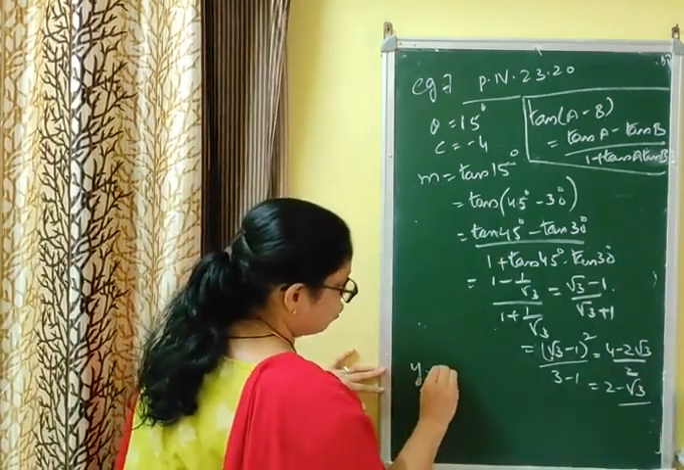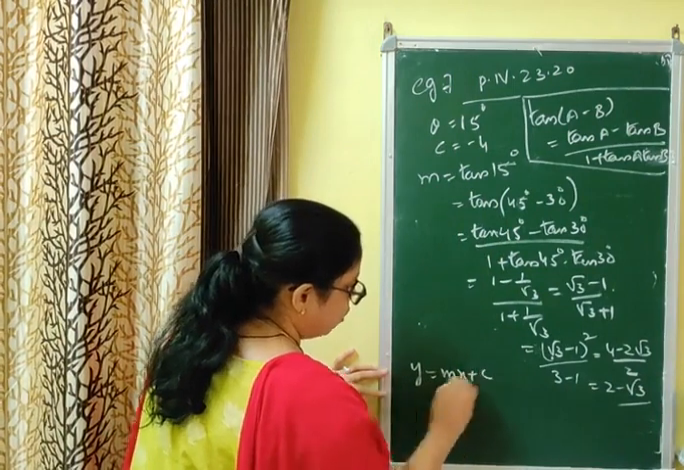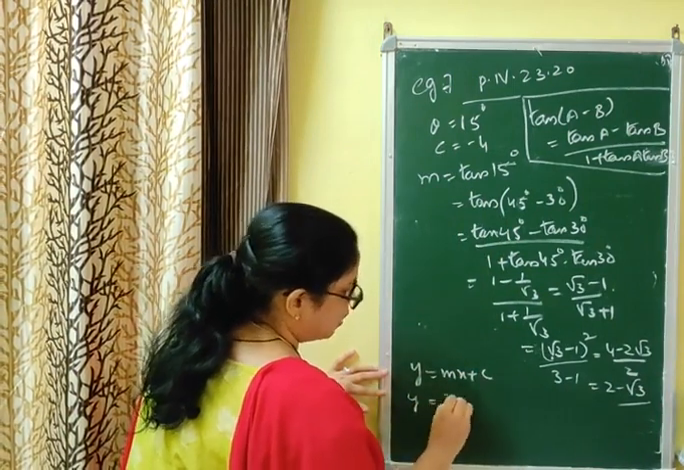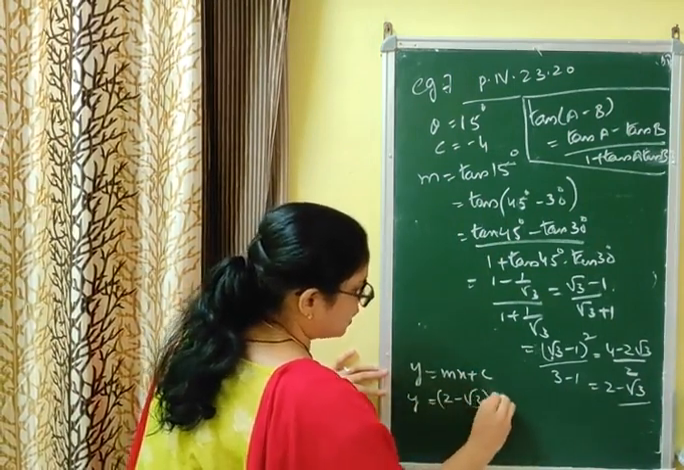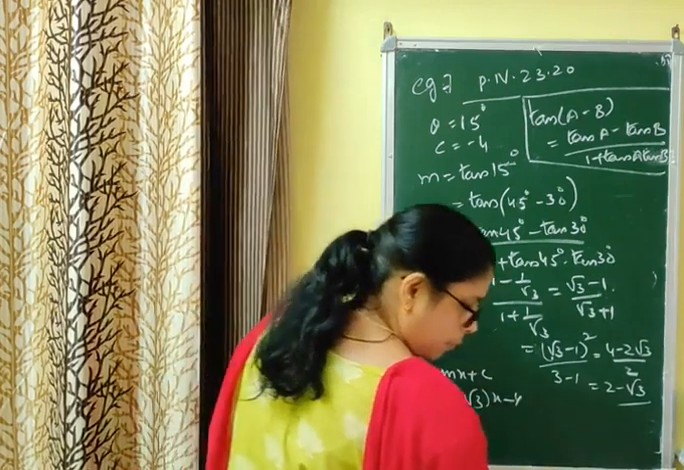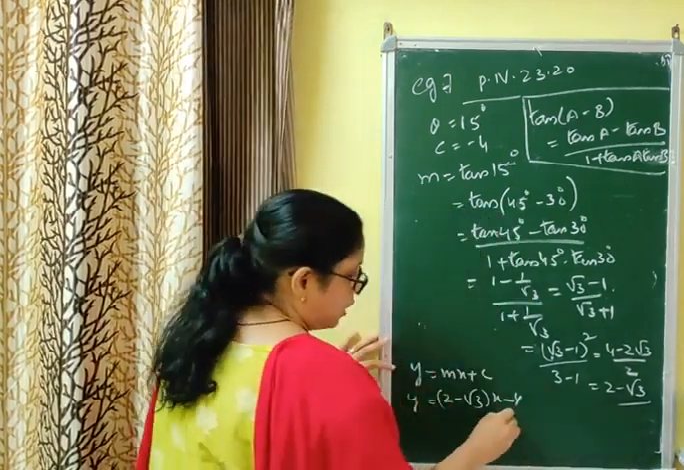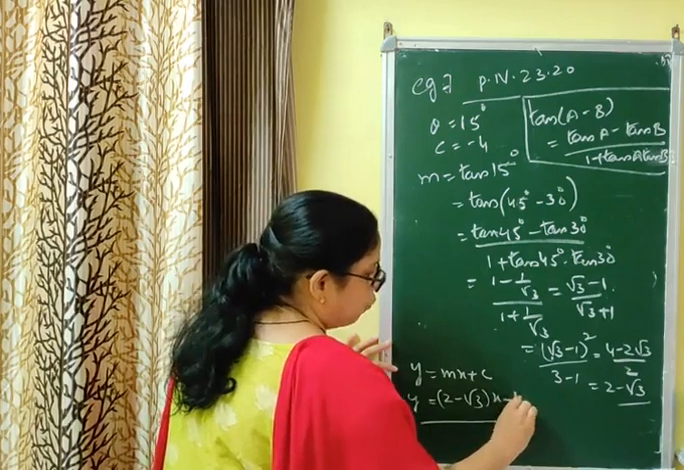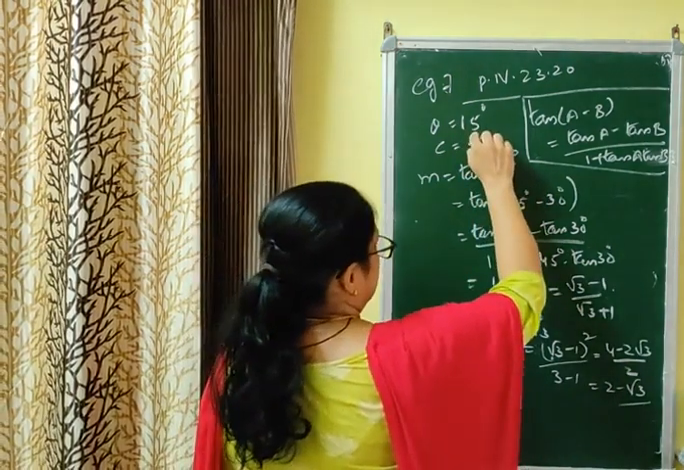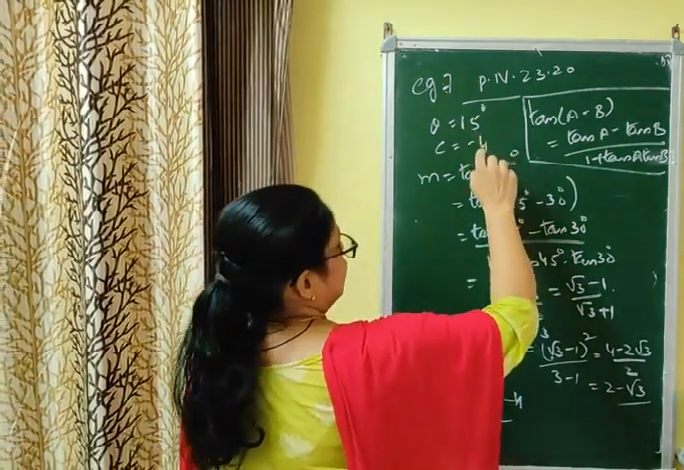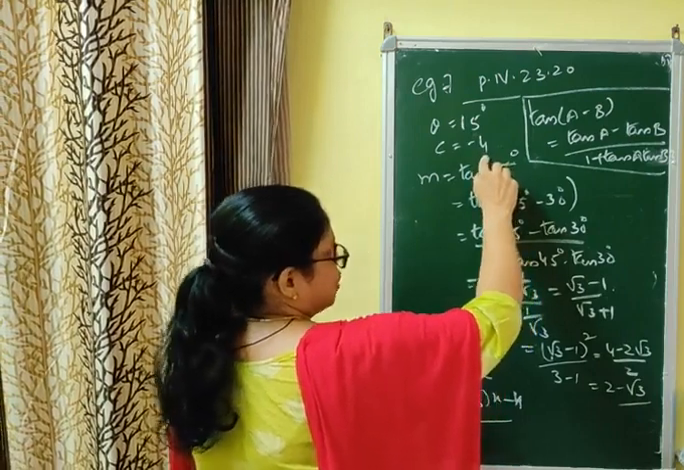Now using the slope intercept form, y = mx + c, you get y = (2 - root 3) into x + c, where c is -4. This is the required equation of the required line which makes an angle of 15 degrees with the positive direction of x and a y-intercept of 4 on the negative direction of the y-axis.